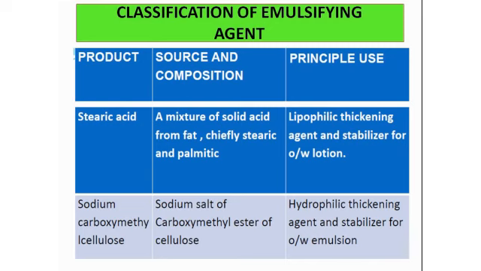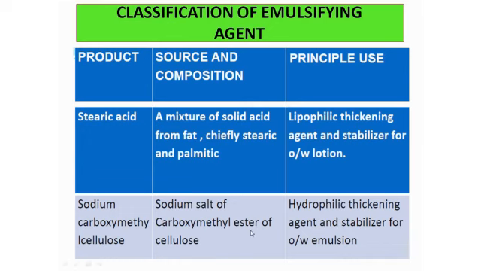The next one is stearic acid. So what is stearic acid? Stearic acid is a mixture of solid acids obtained from fat. Chiefly it has stearic acid and palmitic acid. Stearic acid is a lipophilic thickening agent and stabilizer for oil in water type of emulsion. Then we have sodium carboxymethyl cellulose.